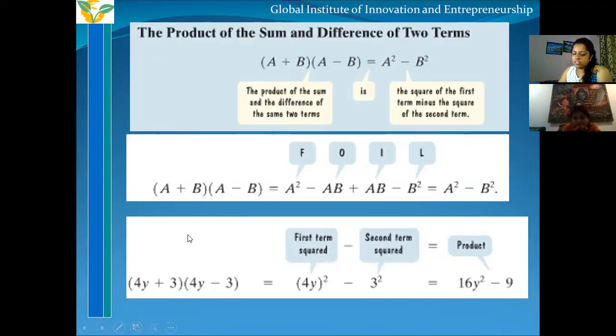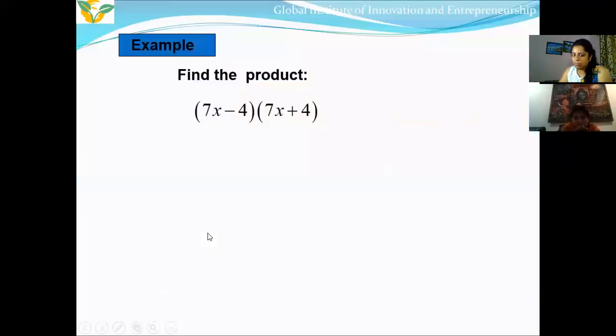When I square the first term, that is 4y whole square, I get 16y square, because 4 into 4 is 16, and y into y is y square. Now the next term is 3. 3 square is 3 into 3, which is 9. Square means you have to multiply a number 2 times. That will give a square of a number.